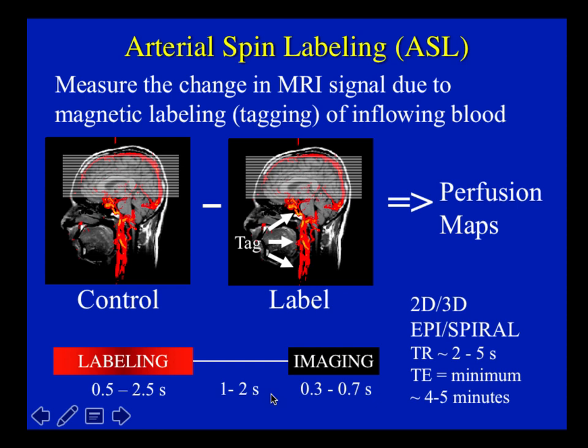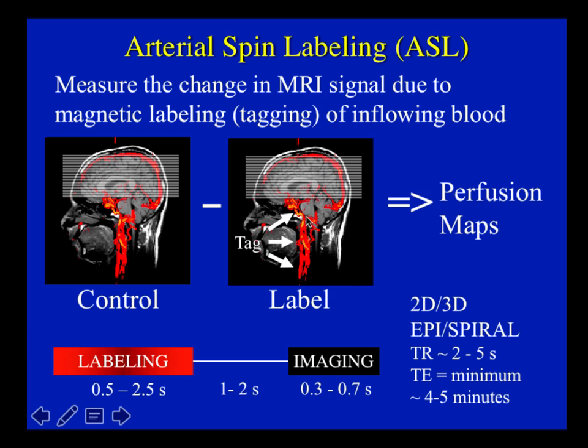So at this point, we will switch over to looking at the arterial spin labeling technique. In this technique, what we'd like to do is measure the MRI signal change due to tagging or labeling of inflowing blood. What we normally do is tag or label the blood before it flows into the brain. By tagging or labeling, I refer to magnetically inverting the blood.